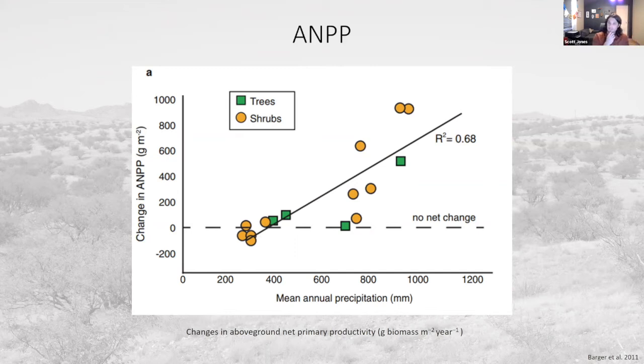What's interesting about this figure is if you compare it back to the original figure I showed of mean annual precipitation, that leveled off at about 500–600 millimeters. And this one you see continuing to increase as you increase mean annual precipitation with shrub encroachment. And the idea of this is that the architecture of shrubs is able to utilize greater areas compared to grasses.